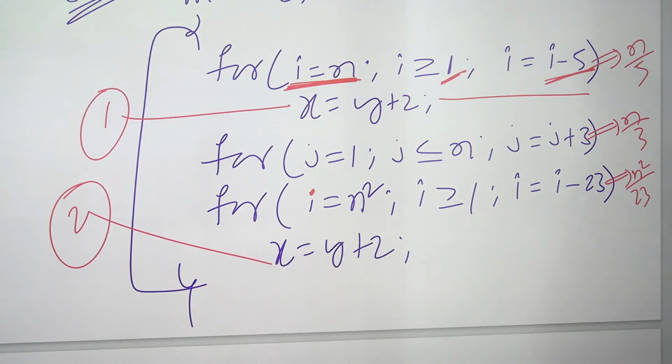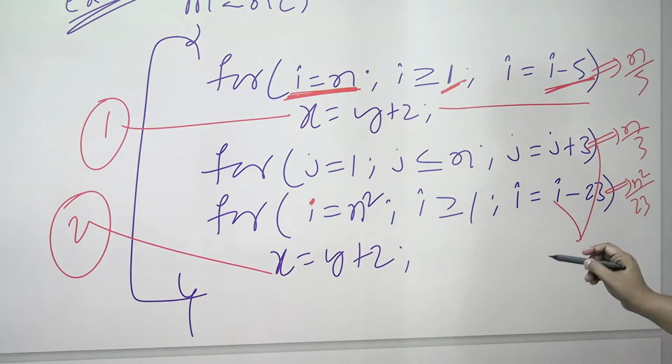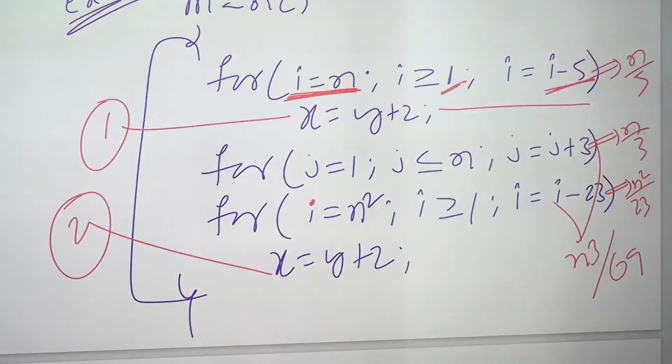Some people are asking, the first statement is n by 5, the second statement is n by 3 times n square by 23. Because these are inner loops, you have to multiply. So n by 3 times n square by 23 goes to n cube by 69. Inner loops multiply. First statement is n by 5, second statement is n cube by 69, because the second statement contains 2 loops.